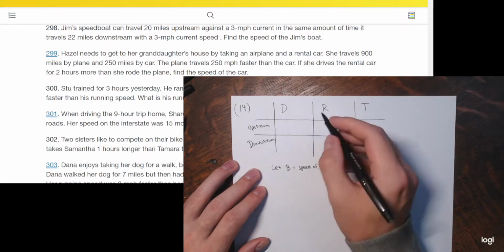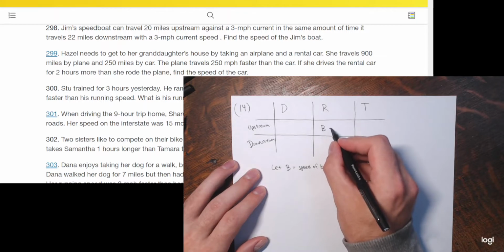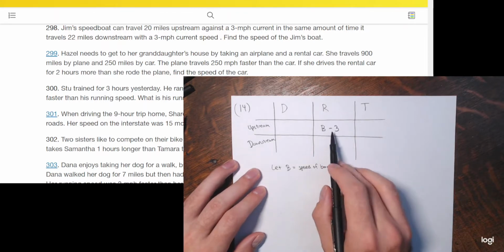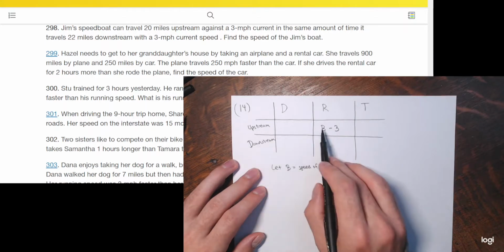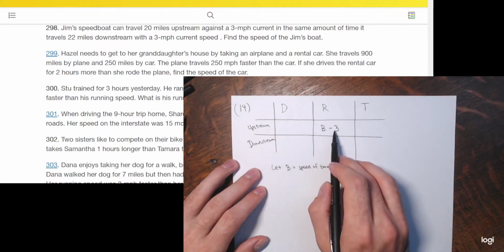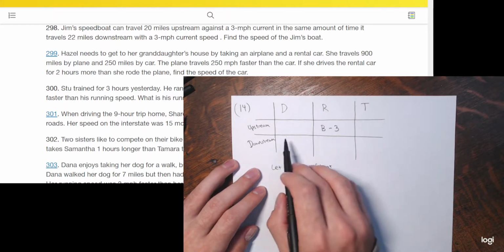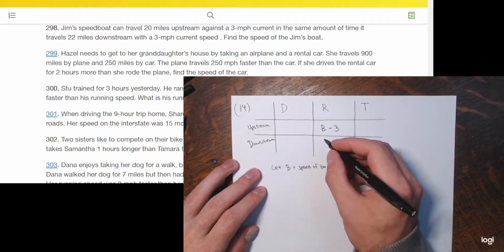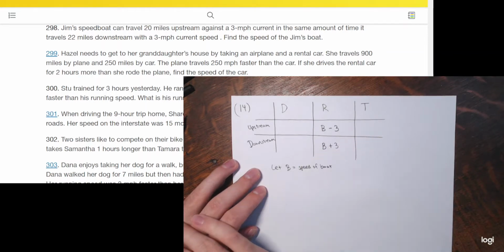So upstream, the rate of the boat would be B minus 3. They said the current was 3 miles an hour. And if you're going upstream, the current's slowing you down. So it's the speed of the boat minus the speed of the current. Going downstream, the current speeds you up, so it'll be B plus 3, plus the speed of the current.